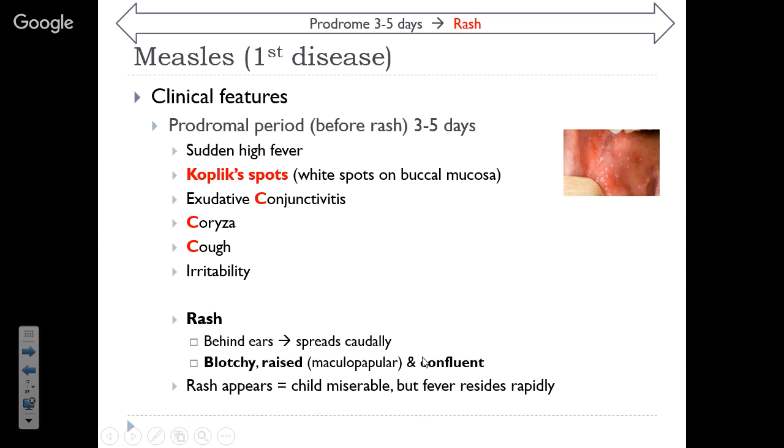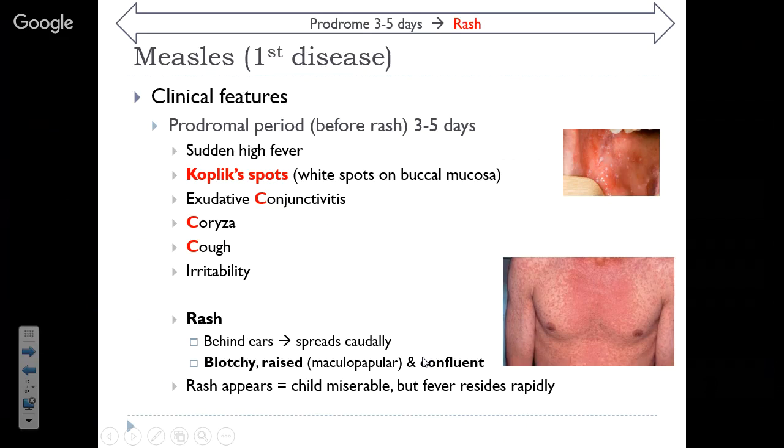Then when the rash occurs a couple of days later, it'll be typically behind the ears and then spread caudally, so on the trunk and then the limbs. And it'll be a generally maculopapular confluent rash, sort of looking like that. When the rash appears, the child is typically miserable, but the fever resolves quite quickly.